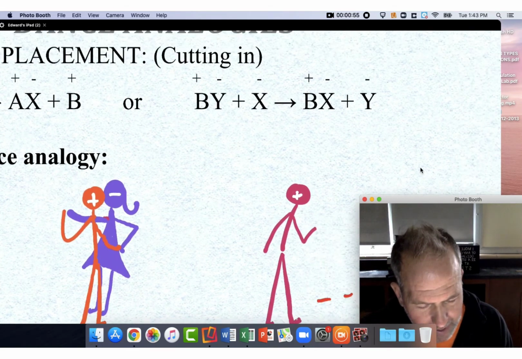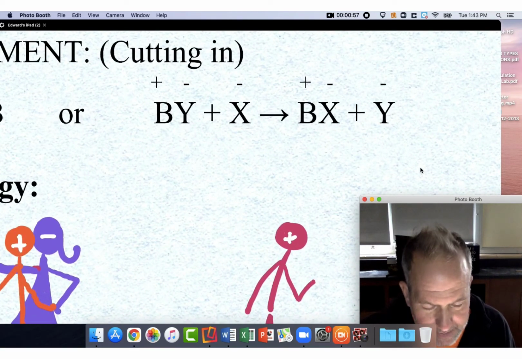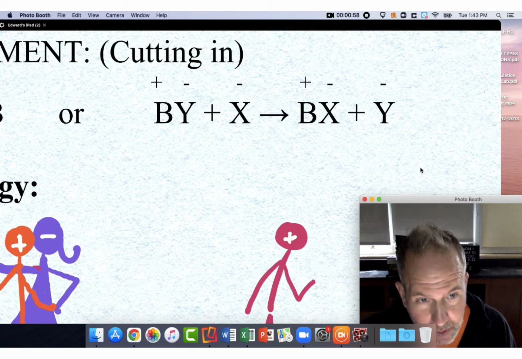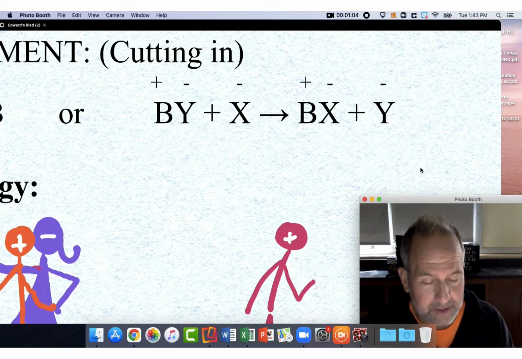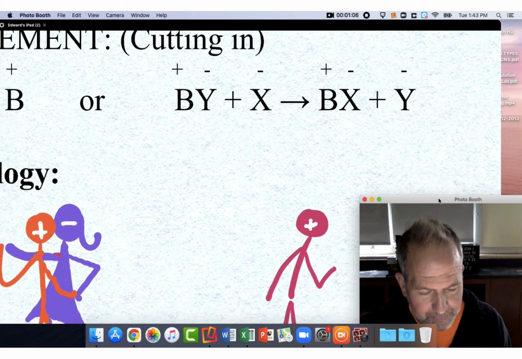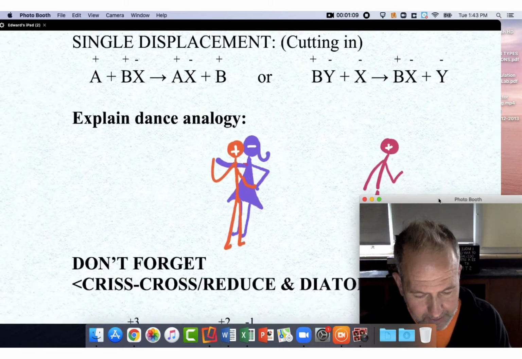It also can happen where a negative replaces a negative. So you have to look at those charges. Only positive can replace positive. Only negative can replace negative. All right, let's get this back to size.